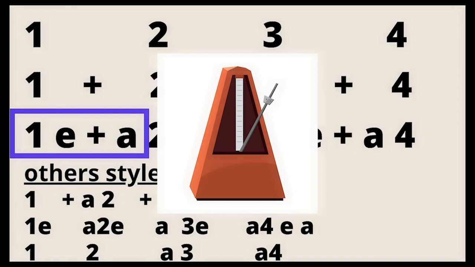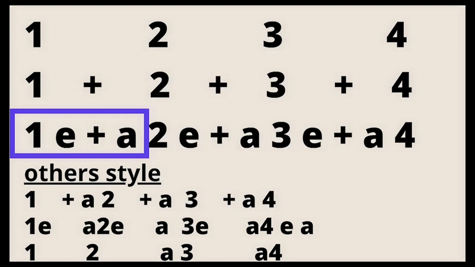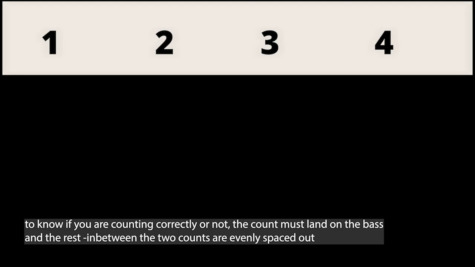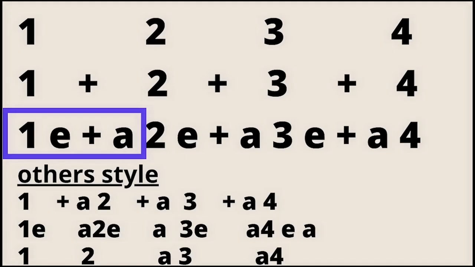Okay, now let's use this sound to learn to count the beat. Okay, we're going to count music with this metronome, and you're going to treat this sound as the bass. To know if you count correctly or not, your 1 and 2 must hit directly at the beating sound. Boom, boom. And then in between, it must be evenly spaced. Ready?